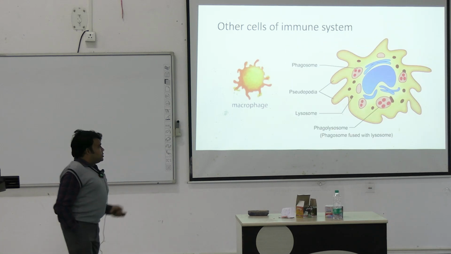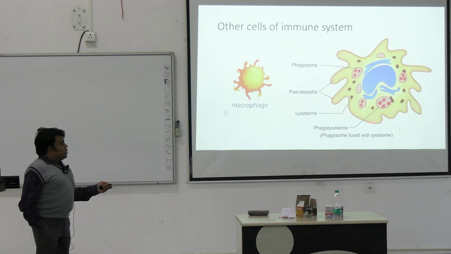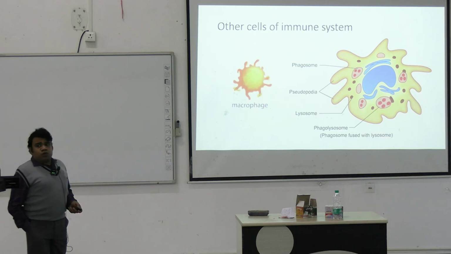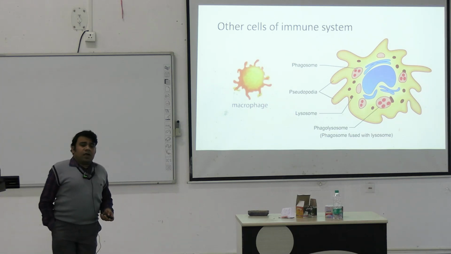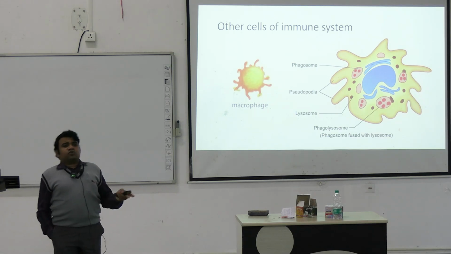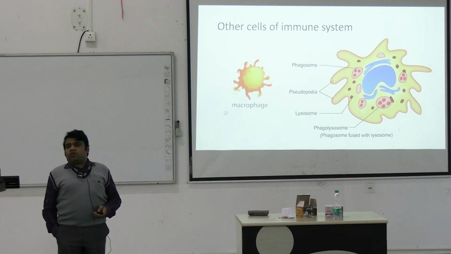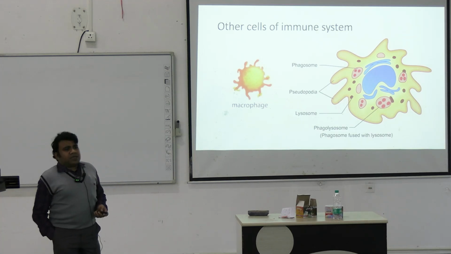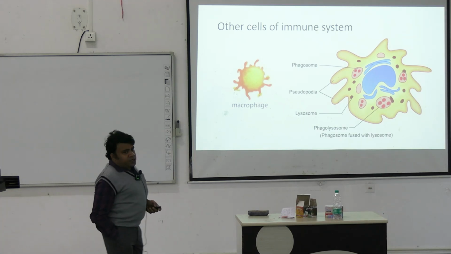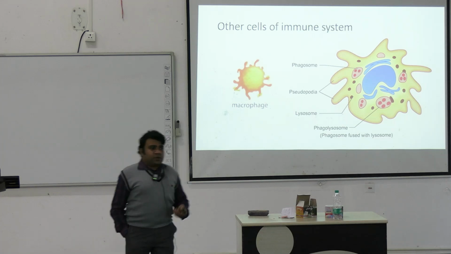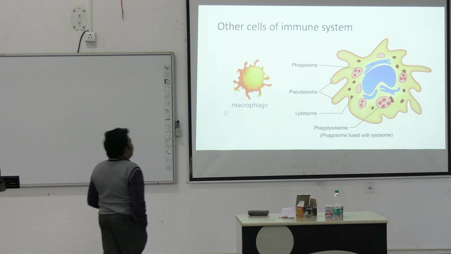Now the macrophages, if you look at the shape, have pseudopodia through which they form a phagosome, and the lysosome of this macrophage will fuse with the phagosome to form a phagolysosome, and it will kill the organism by forming reactive oxygen species or reactive nitrogen species and various enzymes.